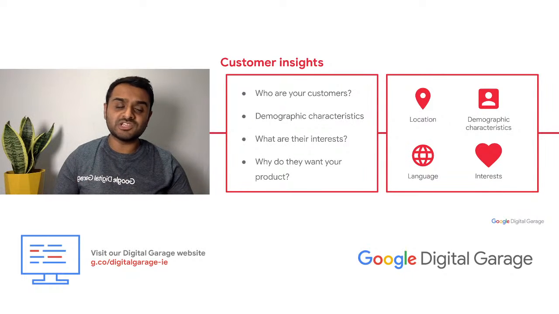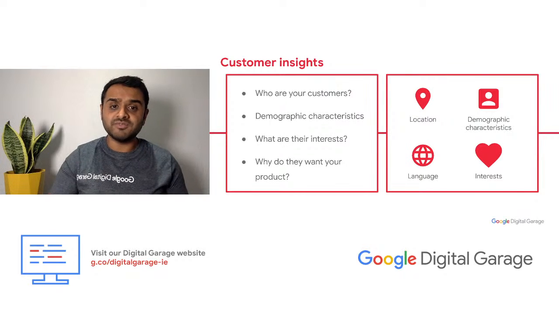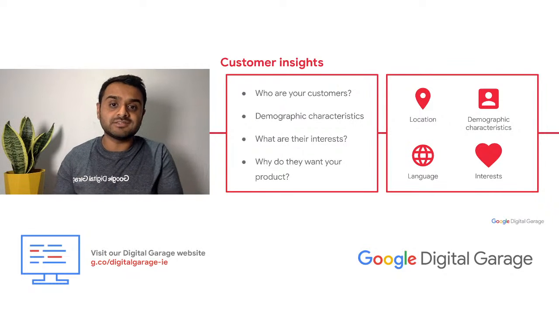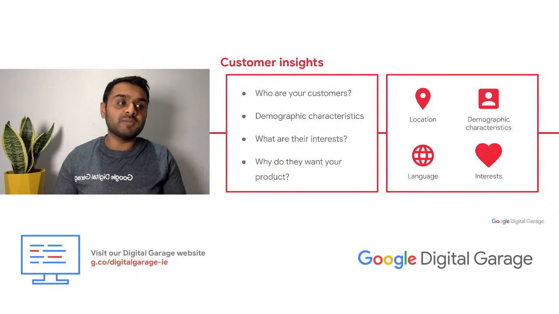Now, we can answer some of these questions by looking at the purchase history data that we already have from previous customers. We can also look at social media to find out what people's interests are, using something like Facebook Audience Insights. And then it really helps us to build a picture of who our ideal types of customers are.